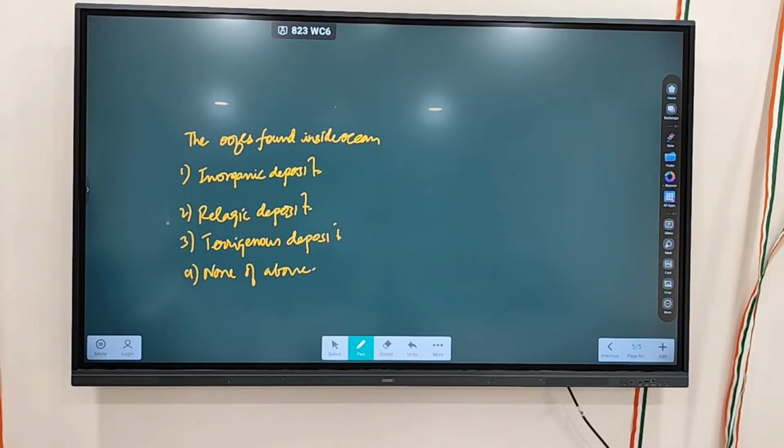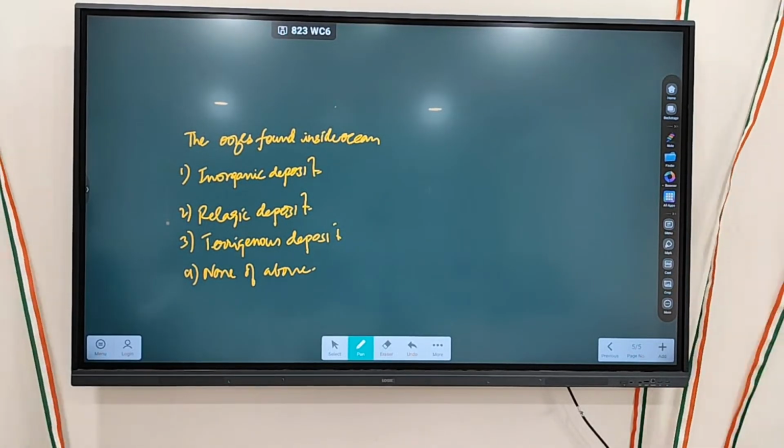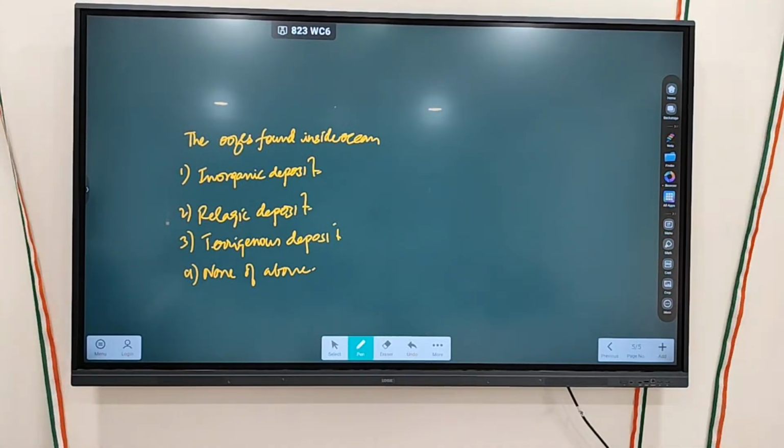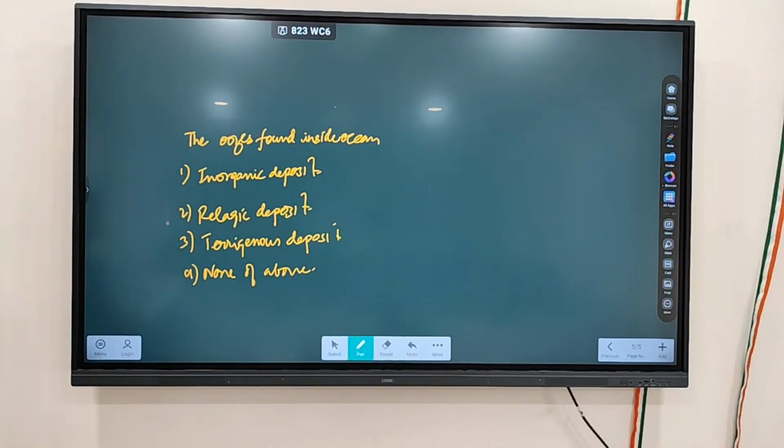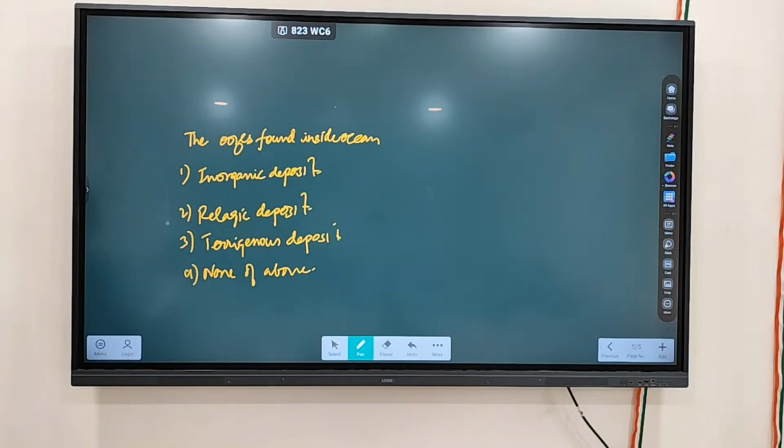Two. Okay, we discussed oozes are organic deposits. So the first can't be correct. Inorganic is not correct. Then oozes are what? Oozes are pelagic deposits. They are found inside the ocean. We discussed pelagic deposits are divided into what? Organic and inorganic. So oozes is which kind of deposit? Pelagic deposit.